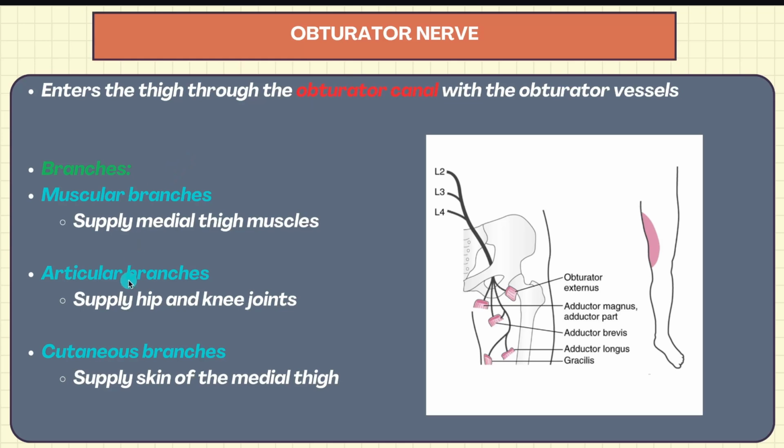You have a muscular branch. Just earlier we talked about the medial compartment is all supplied by the obturator nerve. So it's going to supply the medial thigh muscles. And you're also going to have articular branches which supply the hip and the knee joint, similar to the femoral nerve. And then you have a cutaneous branch which is going to supply the medial thigh. So basically, our main focus for the obturator nerve in the thigh region, it supplies the medial portion. Skin or muscle, it's supplied by the obturator nerve.